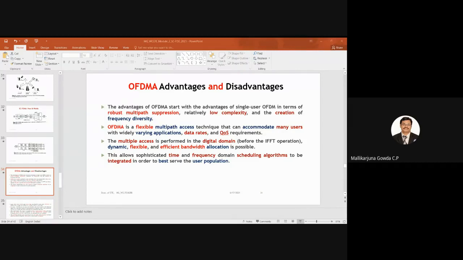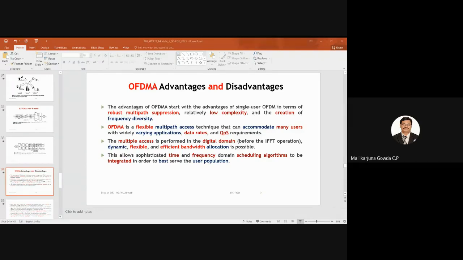Fine. So the multiple access is performed in the digital domain in case of OFDMA, that is before the IFFT operation. Because of that, there is flexibility and dynamic and efficient bandwidth allocation is possible. Since it is done in the digital domain, it is possible to have dynamic allocation of subcarriers, not static. So there will be flexibility in the allocation of subcarriers to different users, and it is possible to use the bandwidth as efficiently as possible, fine?